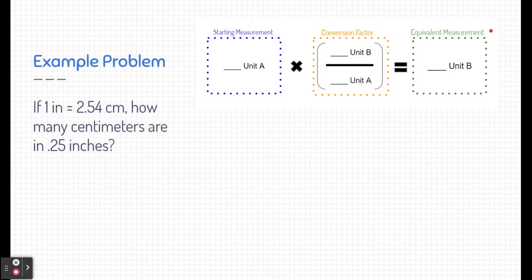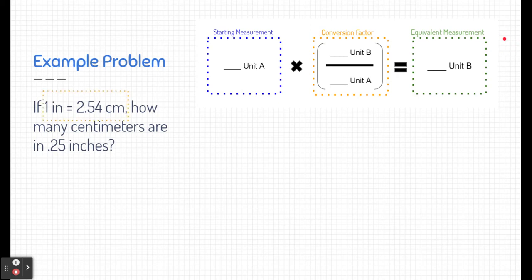Let's take a look at a few examples. Here's our first example problem. If 1 inch is equal to 2.54 centimeters, how many centimeters are in 0.25 inches? You can pause this video right now and see if you can figure it out before I go through it. I'm going to go ahead and go through it right now.